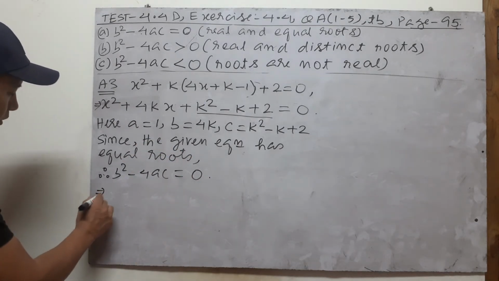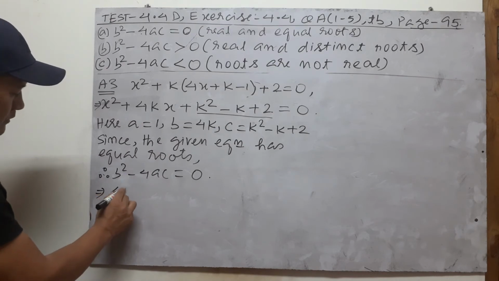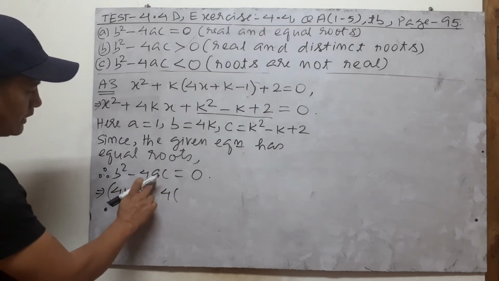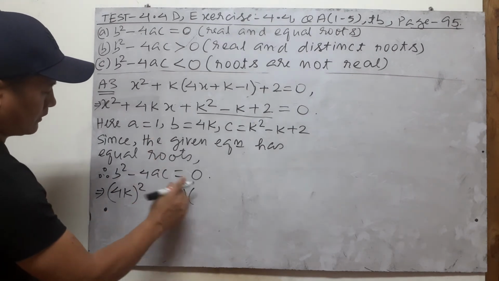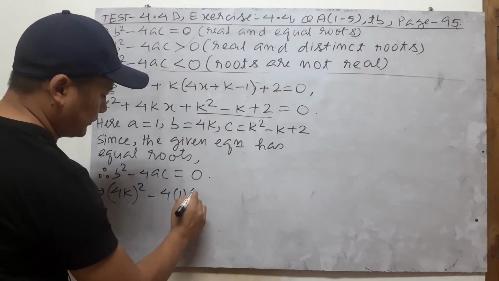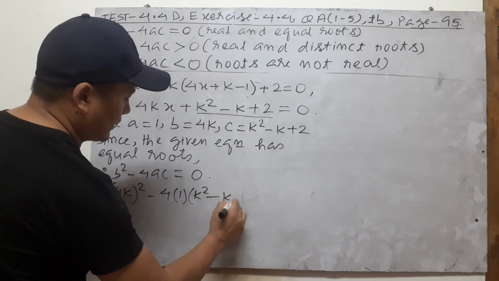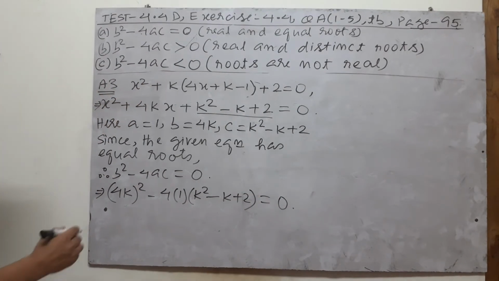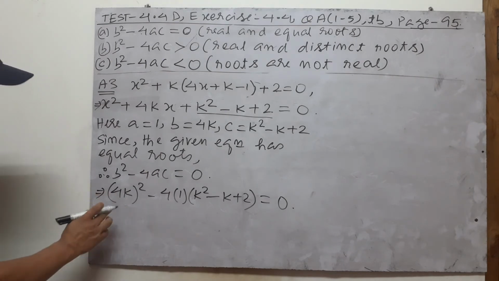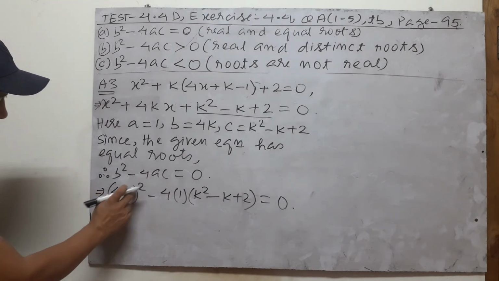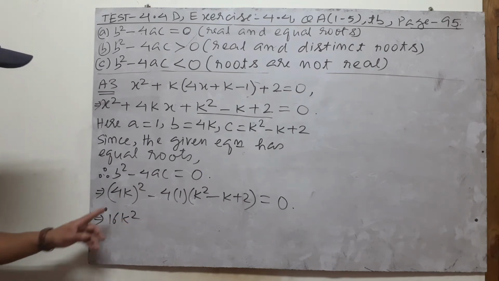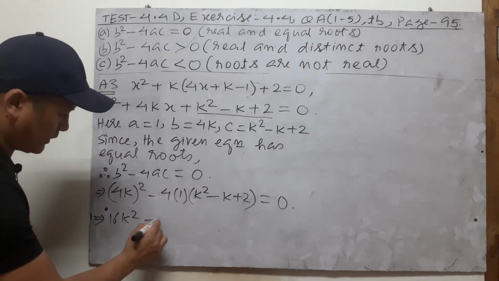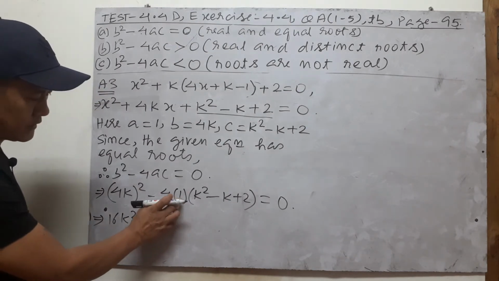So next, that implies b here, this one, 4k, the whole thing in brackets is squared, minus 4 into a, here 1, into c here, this portion, k square minus k plus 2 equal to 0. Slowly let's find out. We have to find k. So 4 4s are 16, k square, because 4k whole square is 16k square, minus 4 1s are 4. So just consider this as 4.